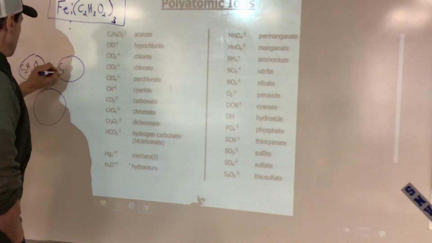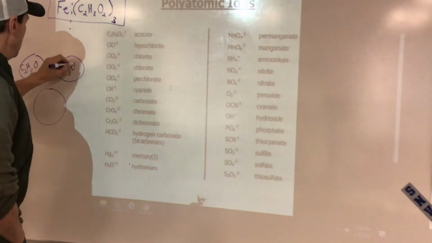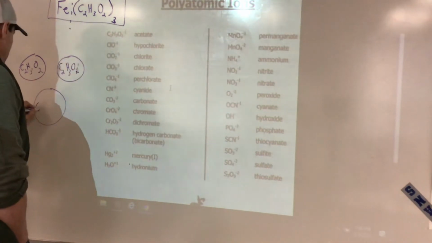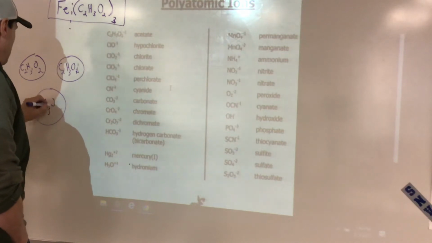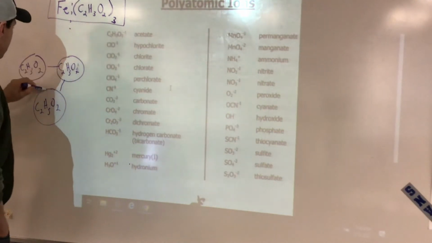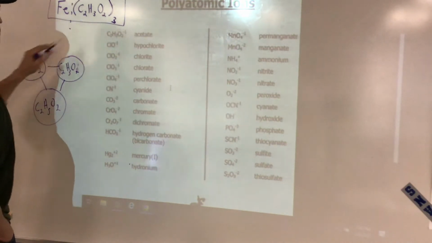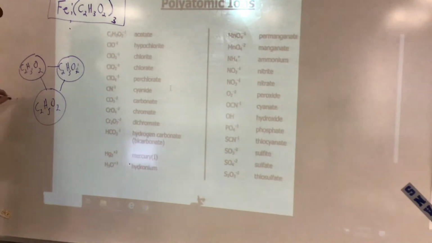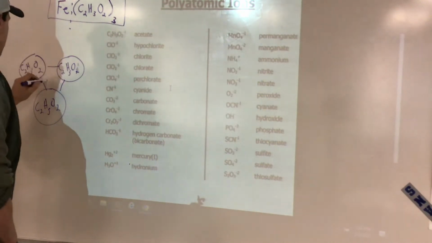C2H3O2, guess what, C2H3O2. So what this is saying is, I have these 3 bonded molecules all separately, because 3 of this is still parentheses, that are all attached to this iron.